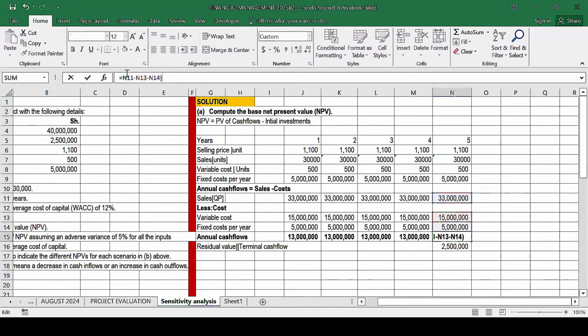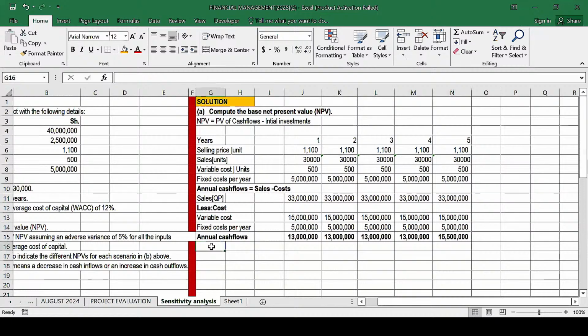Let me first of all close this bracket, and then to this I will add this one like that. Let me do away with that there. Yes, now having these annual cash flows, the next thing we need to do is to discount them.